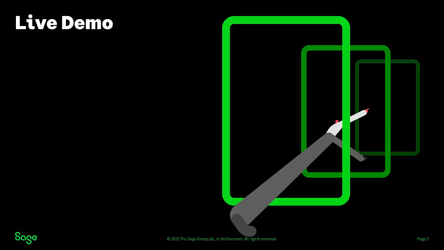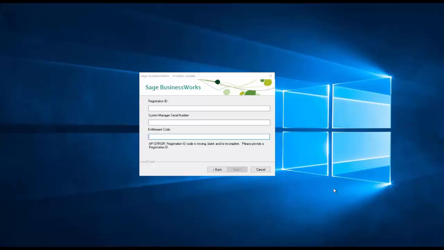Let's go ahead and take a live look at a demonstration on how to cover the resolution of some of these causes. When installing the service pack, you might get prompted for the registration ID, system manager serial number, and entitlement code. If this does not populate automatically with information, it indicates that there is a problem. In this case, we're going to look at the causes of some of the problems and then the resolution.